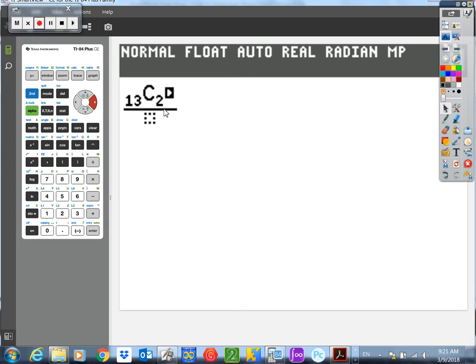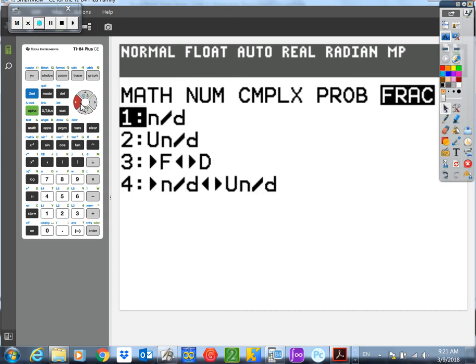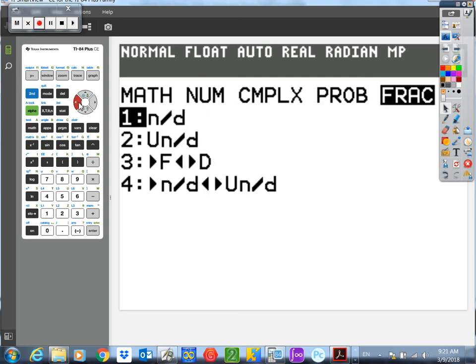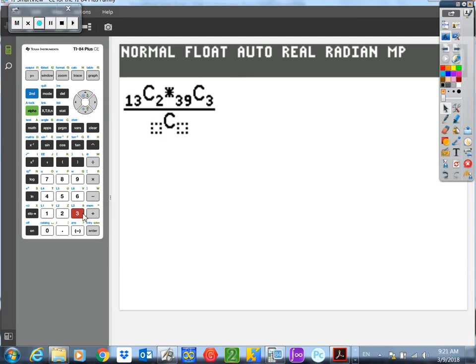So I'm going to multiply that by, I'm going to go to math, probability, and it's number 3. So our other one was we had 39 cards, and we wanted 3 of those. And then in the denominator, let's go math, probability, 3. In the denominator we had 52 cards total to choose from, and we wanted 5 of them.